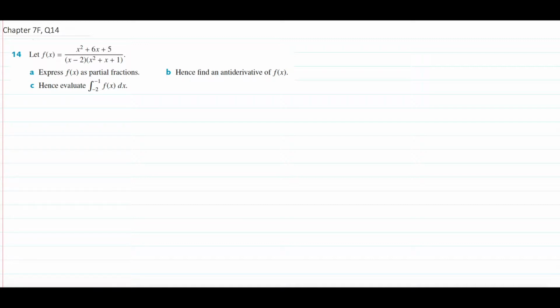Question 14. Let f(x) equal x squared plus 6x plus 5, divided by two factors we have here, x minus 2 and x squared plus x plus 1. So this is a clear case of partial fractions, and that's because you have two factors on your denominator. Also, what kind of partial fraction is this?